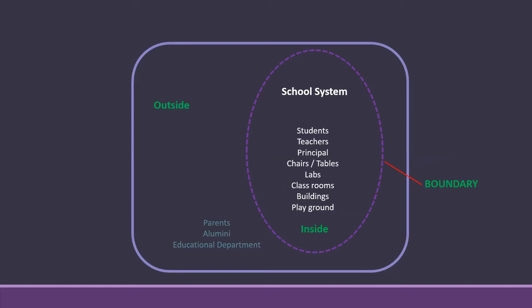Here is an example of the school as a system. Inside this boundary, the school contains students, teachers, principals, chairs, tables, labs, classrooms, buildings, playgrounds, and maybe non-academic staff. All the components inside the school are within the boundary of the school system. Outside the system, we have parents, alumni, educational departments, and any other external factors, which are outside the boundary of the school system.